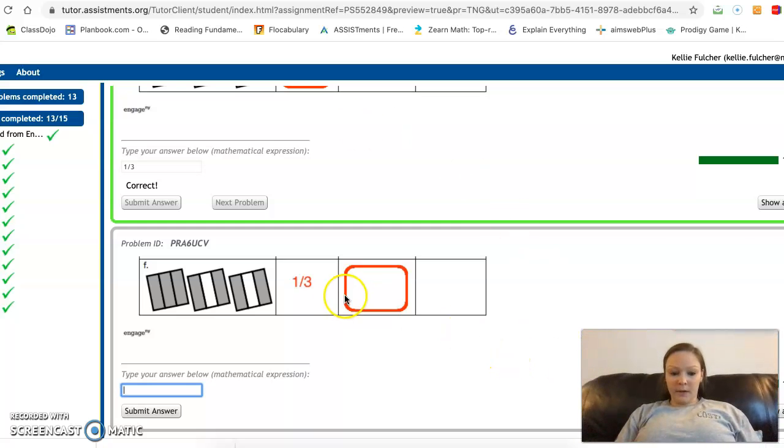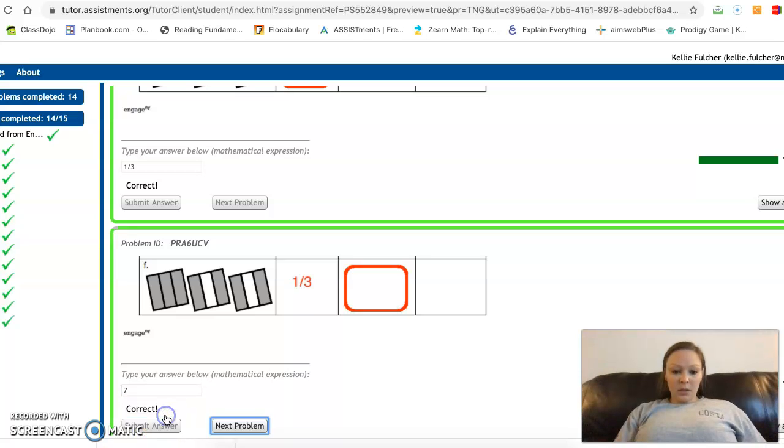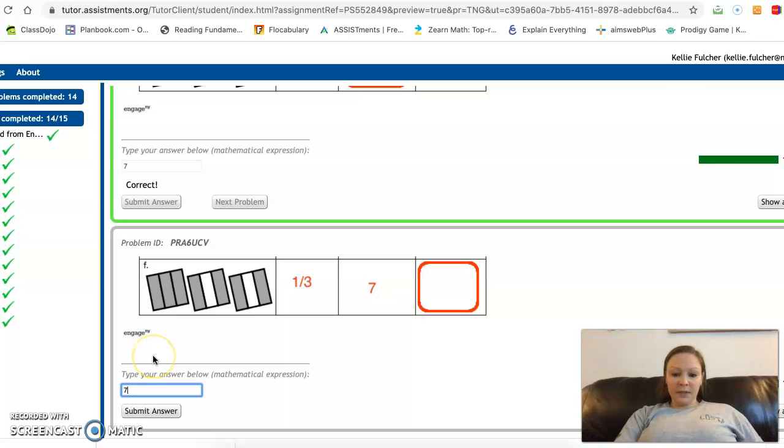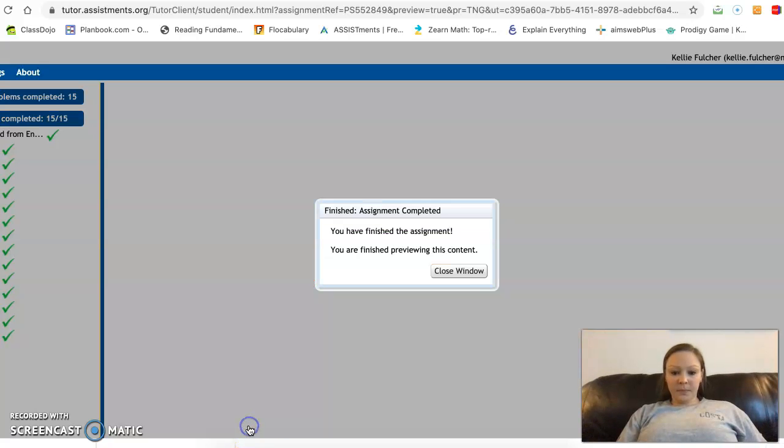So we have 1, 2, 3, 4, 5, 6, 7 total pieces shaded. And then for our total number of units shaded, we have 7 pieces out of our whole, which is thirds, so 7/3. And that's it.